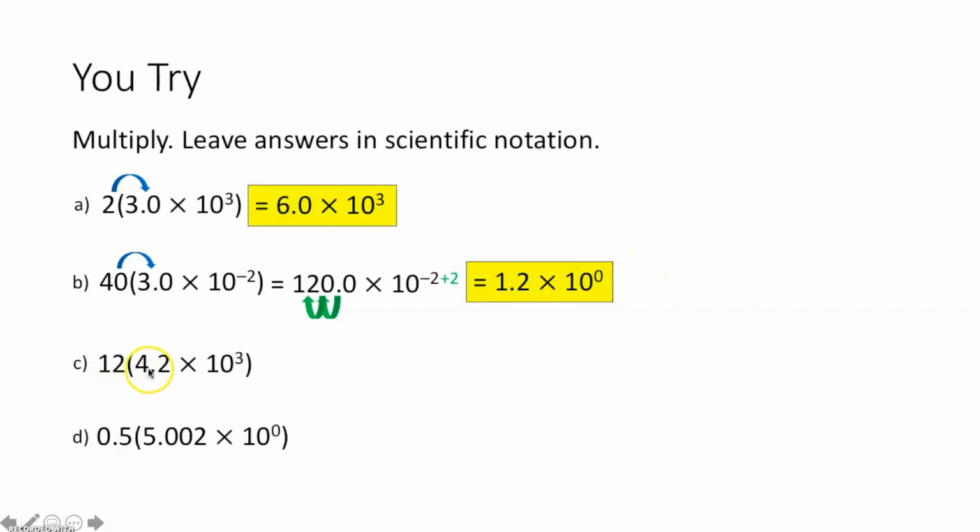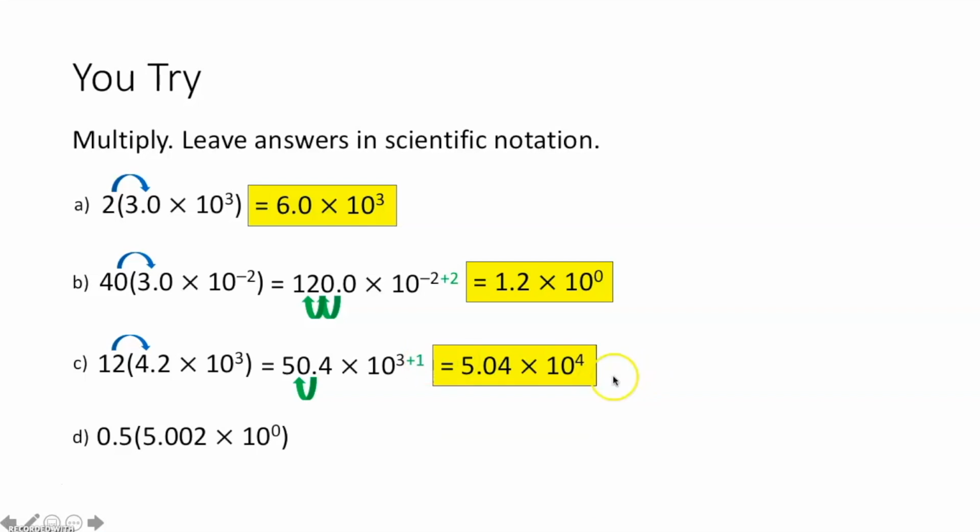Here, 12 times 4.2, I distribute that and I end up getting 50.4. Now this number is not between 1 and 10, so I have to convert it so it is. So I take this decimal and move it to the left 1 decimal place. Because I moved 1 decimal place to the left, I have to add 1 to my exponent over here. What is 3 plus 1? That's 4. So I get 5.04 times 10 to the 4th power.